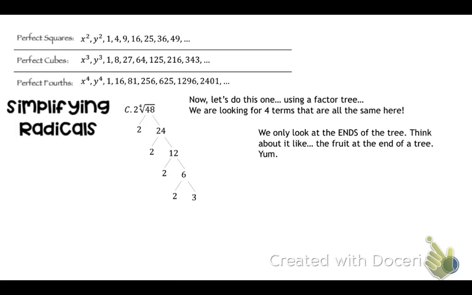Yum. Fun fact, I have a pear tree, a plum tree, a grapevine, and all sorts of fun trees in my backyard. So that's probably why I put yum.